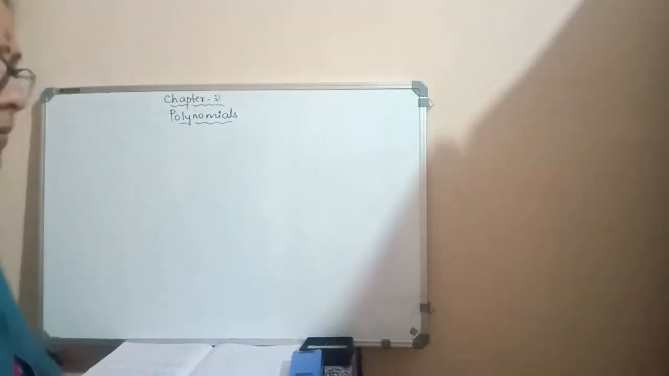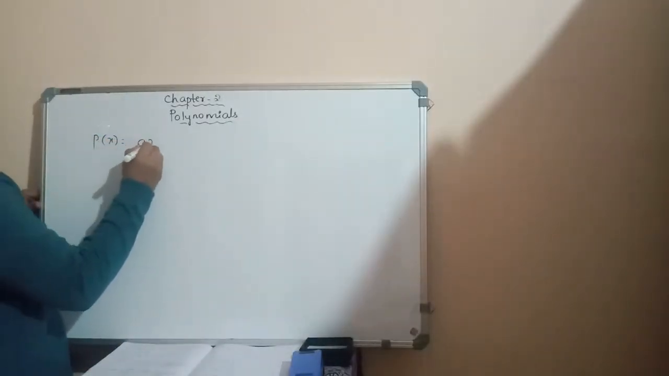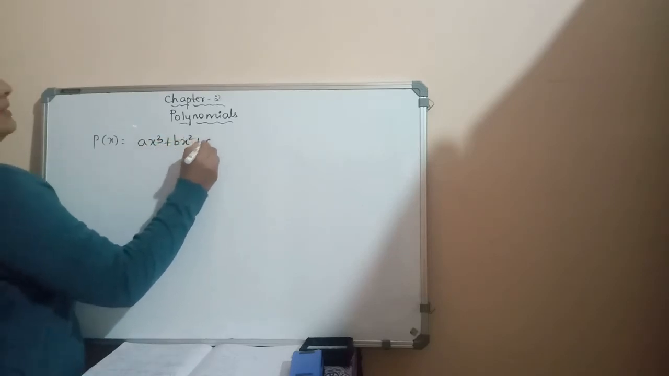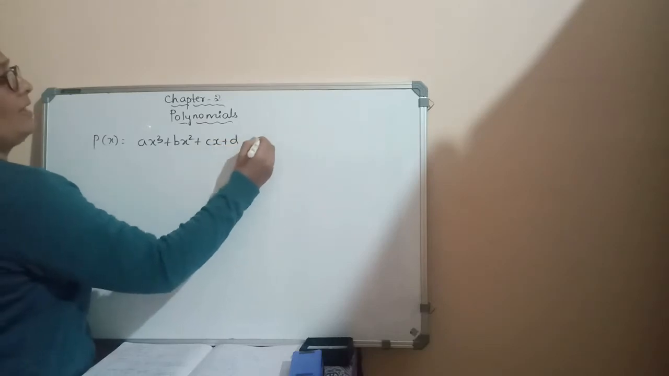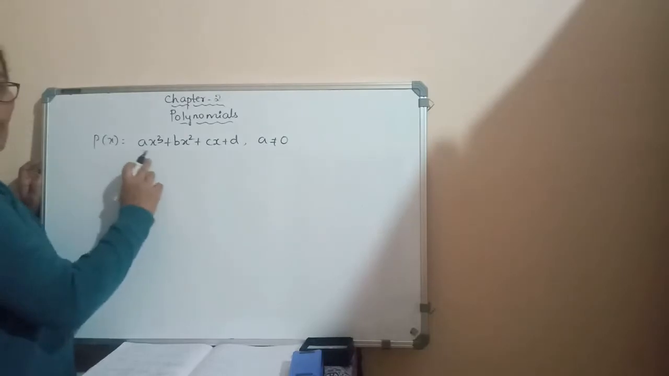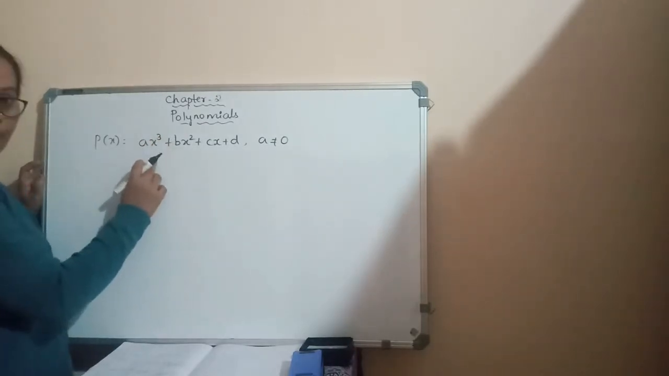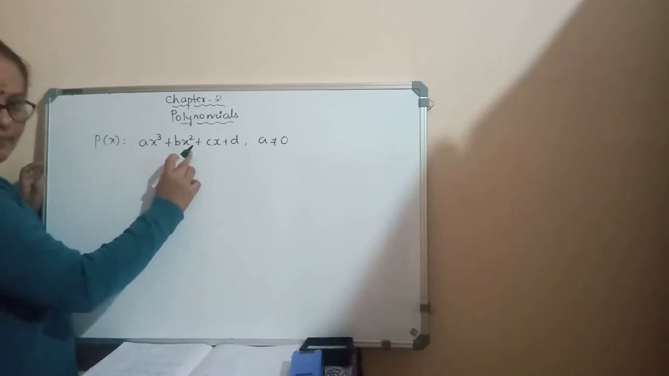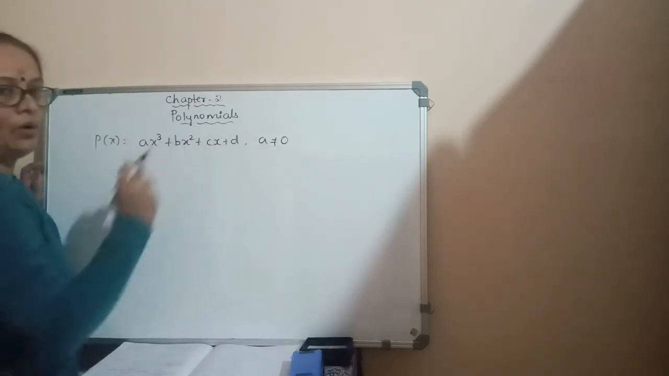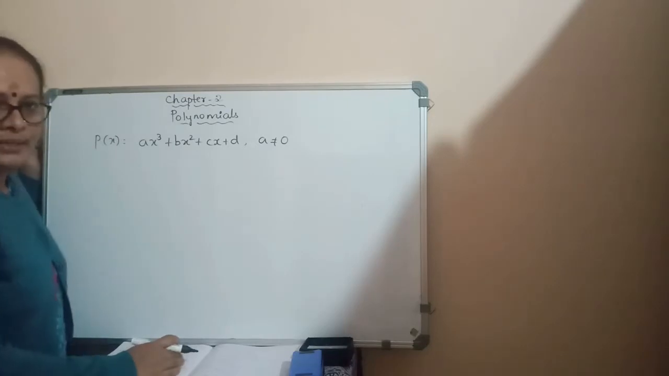The general form of a cubic polynomial is ax cube plus bx square plus cx plus d, where a is not equal to 0, and a, b, c, d are real numbers.